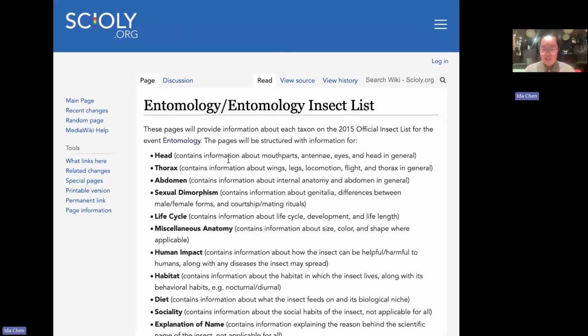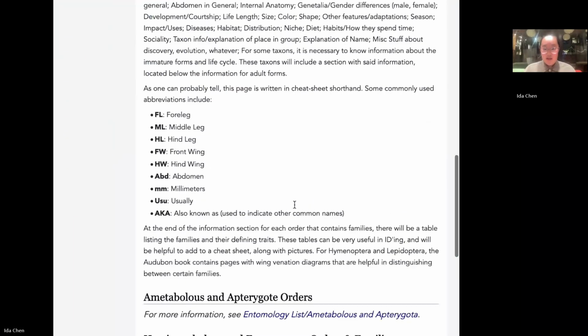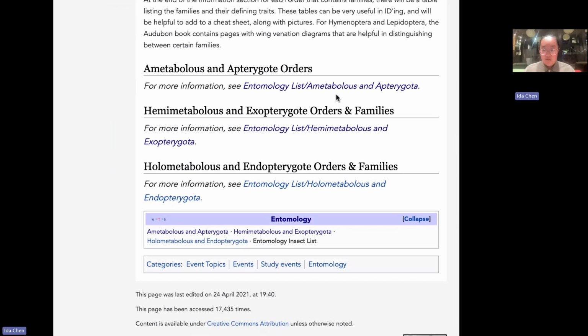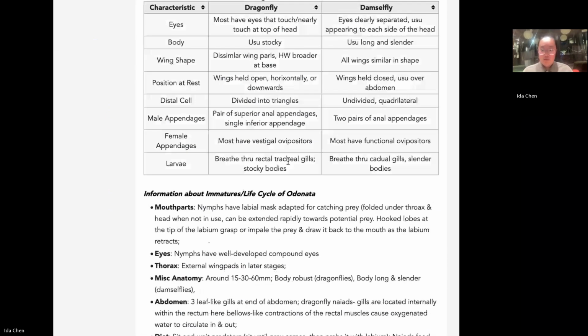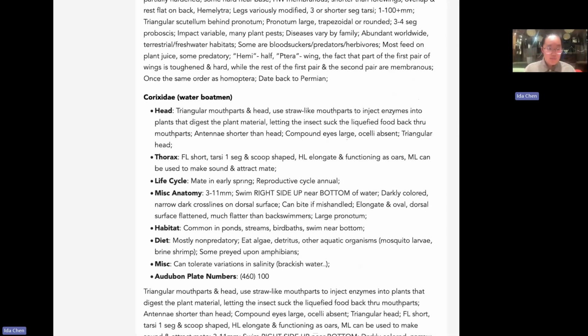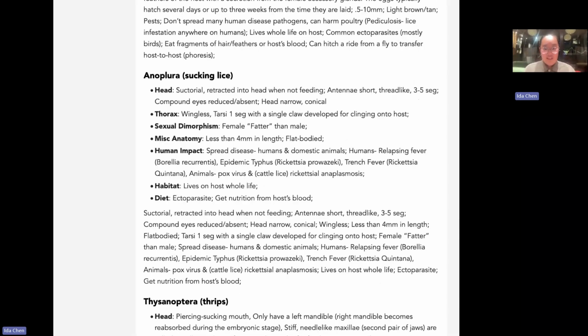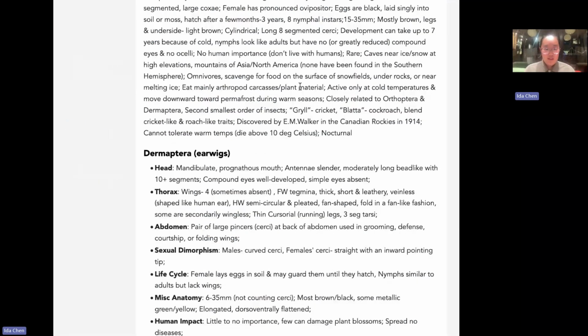For entomology, there's this lovely thing on SciOly.org. If you need help getting started on your binder, it sorts them by orders and families. And then, for example, if I click on this one, it literally has all the basic information for everything that you need to know. I think the only thing that it doesn't have is the order Entognatha. They have all of Insecta, but they don't have the first couple, so you have to find those. But literally everything else, use this list. Copy paste it in, remember things.